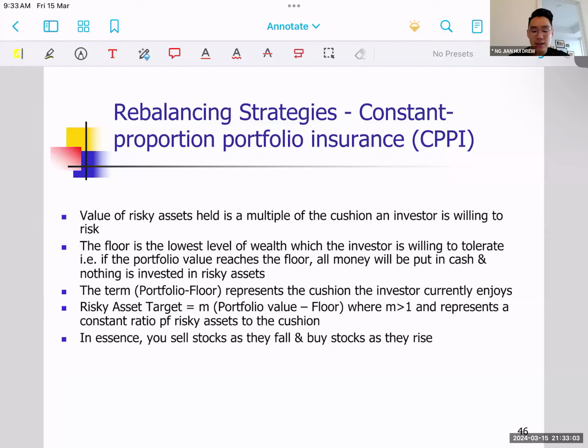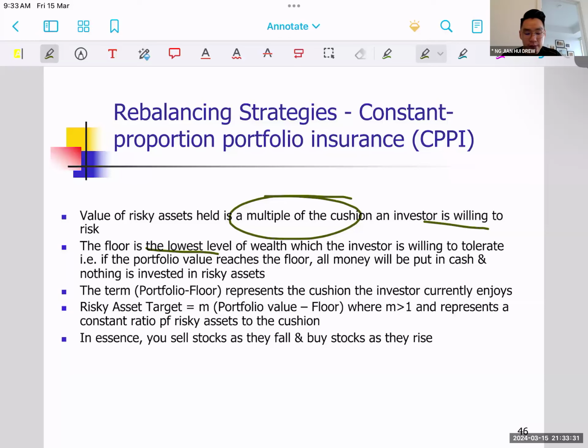All right. Now, let's look at the last strategy. It's the constant proportion portfolio insurance, a bit long, so let's call it CPPI. The idea is that the value of the risky asset is multiplied by, so we have this thing called a cushion, right? A cushion which the investor is willing to risk. Your floor is the lowest level of wealth, the same thing.